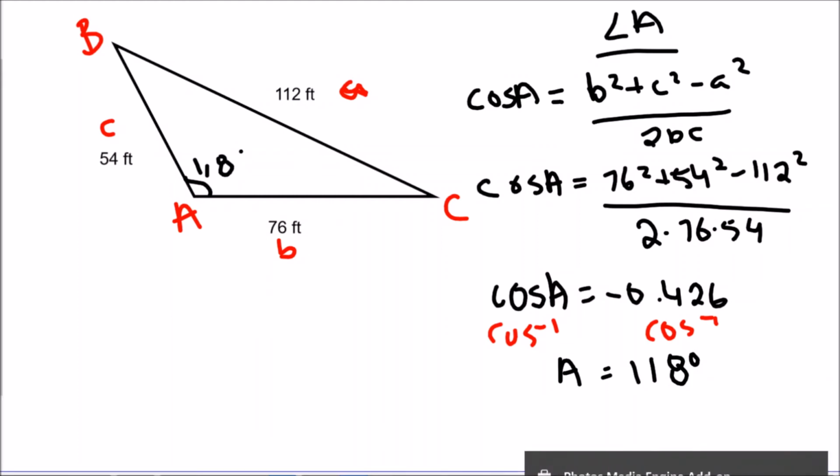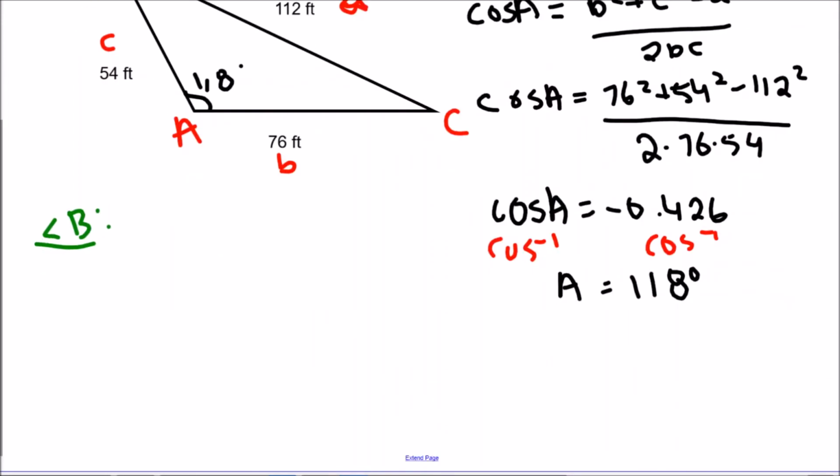Let's find another angle here. Let's find angle B. I have a choice now. I can solve using cosine law. Again, I have some sides. However, now I have a pair. I know angle A and I know side A. So I could use sine law in this moment if I wanted. And let's try that just for practice.